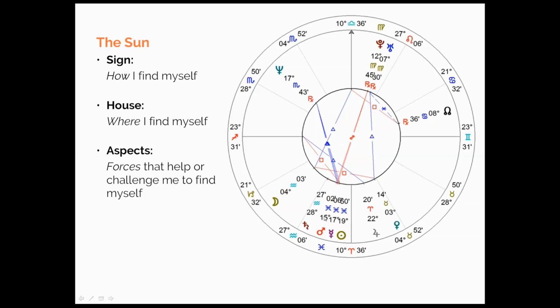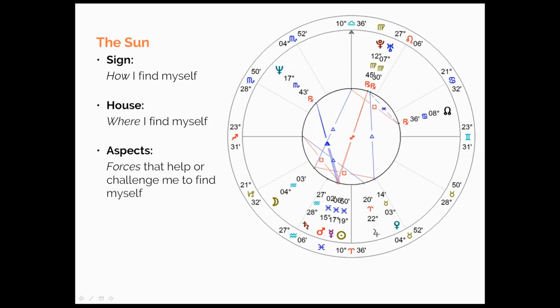So definitely situations with siblings, with school, with analysis, with mental understanding. This is where he seeks to understand himself. It's kind of like being a Pisces who wanted to be a Gemini. So aspects to the sun, again, represent forces that help or challenge him to find himself.